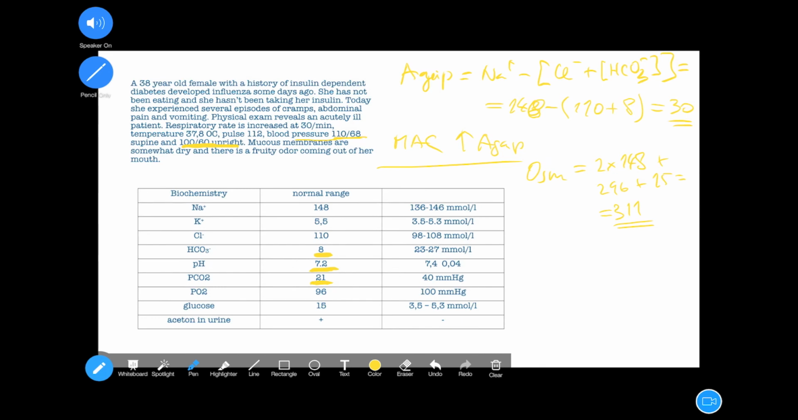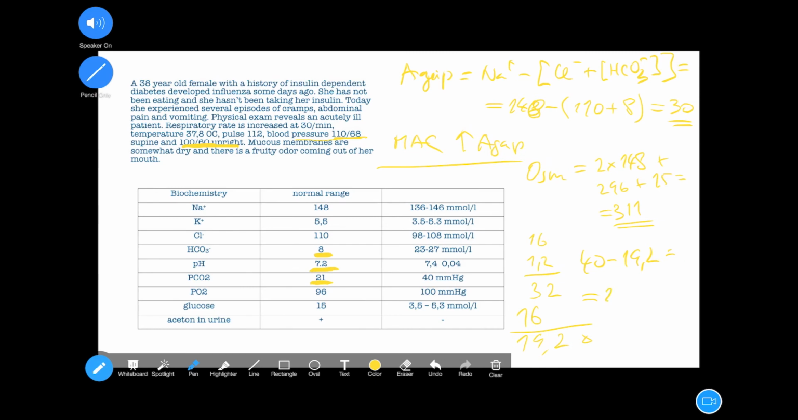So if it's metabolic acidosis, you should multiply it by 1.2. So bicarb is decreased by how much? By 16. Okay, so 16 times 1.2 is 19.2. That is the delta, so this is how much the CO2 should change. So 40 minus 19.2 is what?